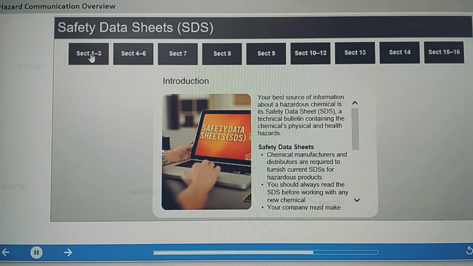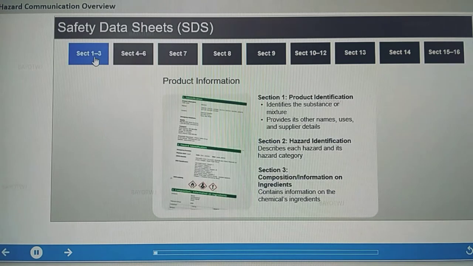Ask your manager or supervisor where the SDSs for your area are located. Each safety data sheet contains 16 sections, grouped by the information they contain. Select each group to learn more about the information contained in an SDS. Section 1 identifies the substance or mixture, provides its other names and uses, and supplier details.